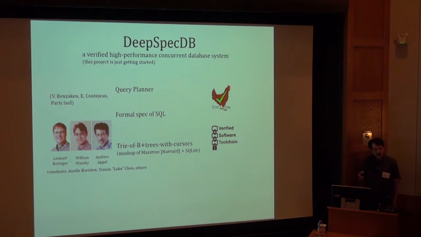One project that's just getting started now, the DeepSpec database system, we aim to verify a high-performance concurrent main memory database system with a reasonably modern and sophisticated trie of B-trees with cursors that's sort of a mashup of recent work in the Masstree project and SQLite. And we'll connect it to a query planner, that is a query compiler developed by some professors in Paris. So not too many results about that to report yet, but it should be great fun.